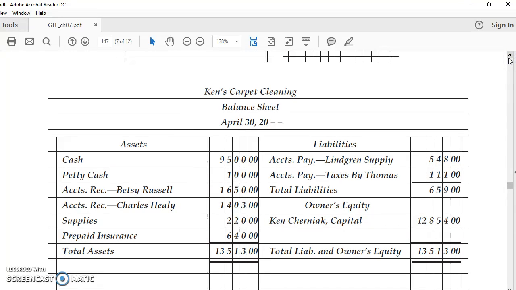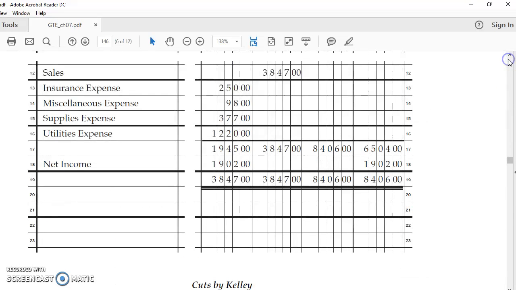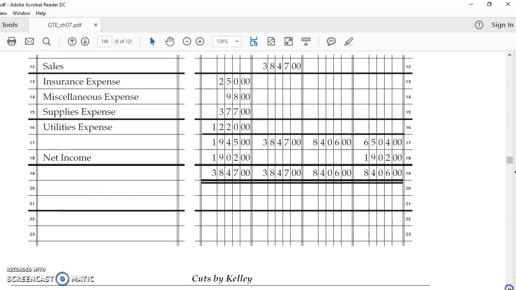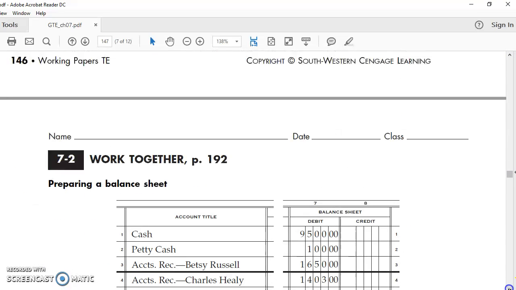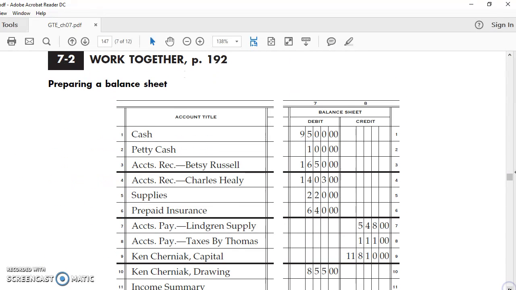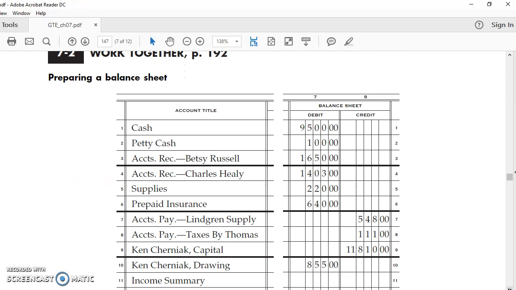Now I'm going to ask you to complete page 148 in your workbooks to do on your own, and you're going to need page 192 in your textbook. However, the data is given to you at the top of page 148, so you probably won't need to turn in your textbook.